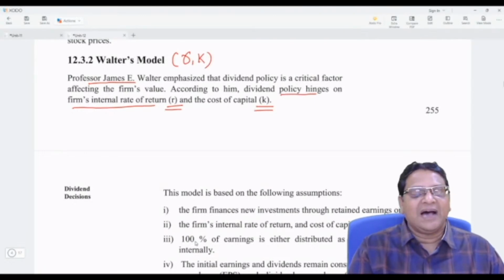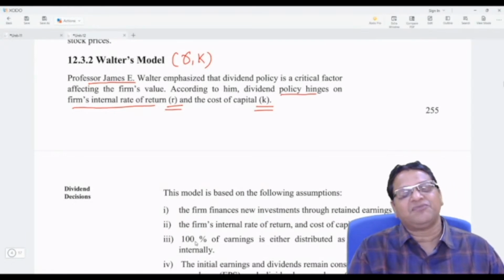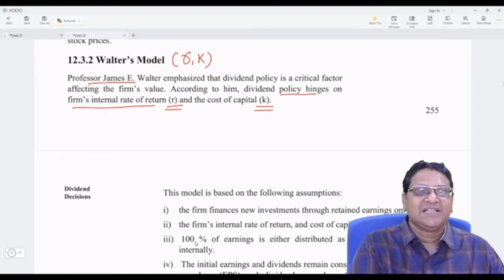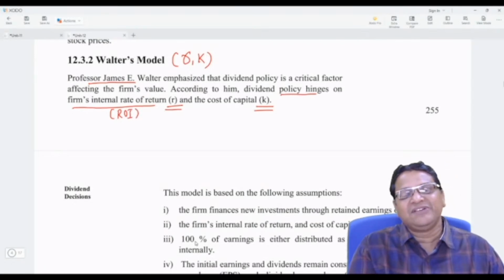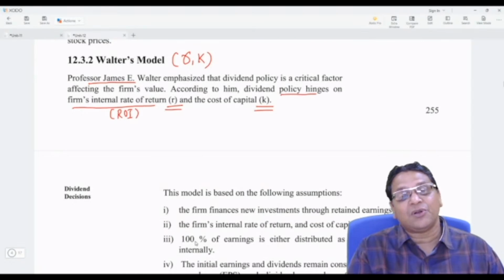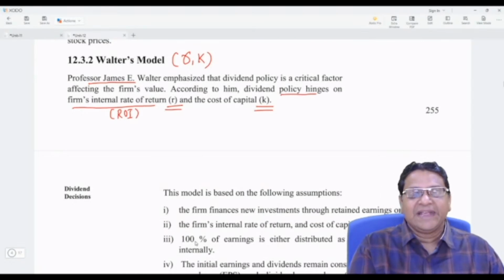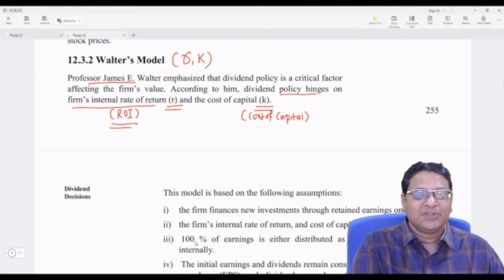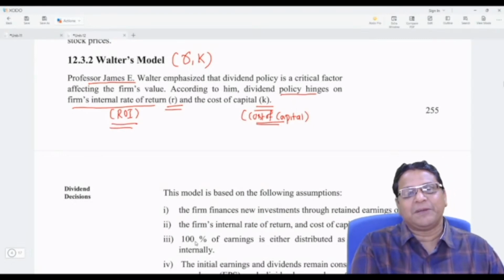What is R? R means internal rate of return. That is the return generated internally by the business. That is the ROI of the business. So return on investment of the business, that is the internal rate of return of the business. And K is the cost of capital of the business. That means as per Walter, the dividend policy depends upon the ROI and cost of capital.